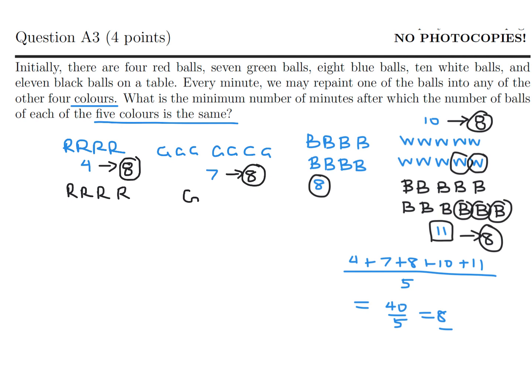And now how many did we move? We moved 1, 2, 3, 4, 5. So we had to move those 5 and paint them a different color in order for this to happen. So that was the minimum. So the answer to this question is 5.